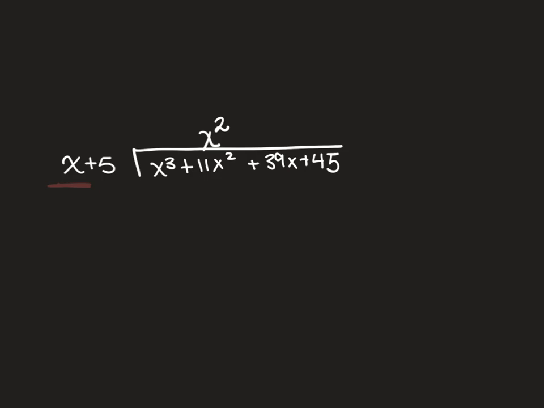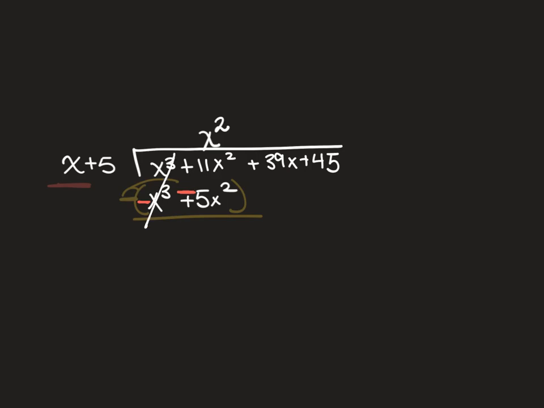X squared times my x is an x cubed. X squared times 5 is a positive 5x squared. This is where you're also going to be very careful because you're going to subtract the entire quantity, the entire thing. So this negative gets distributed into both terms. So this becomes a negative x cubed and a negative 5x squared. So x cubed minus x cubed, these cancel out.